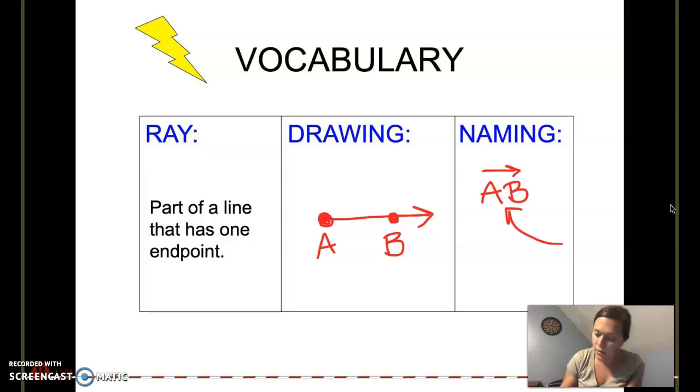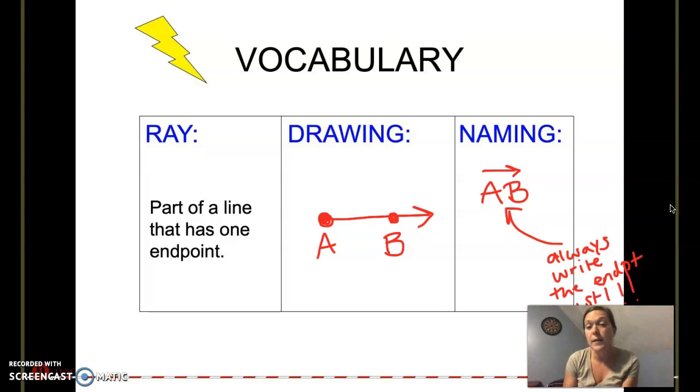Important, you always write the endpoint first. Ray BA would be totally different than ray AB, so that's the only option we have. The A needs to be first. You cannot rearrange the order of the letters like you can in a line segment or a line.